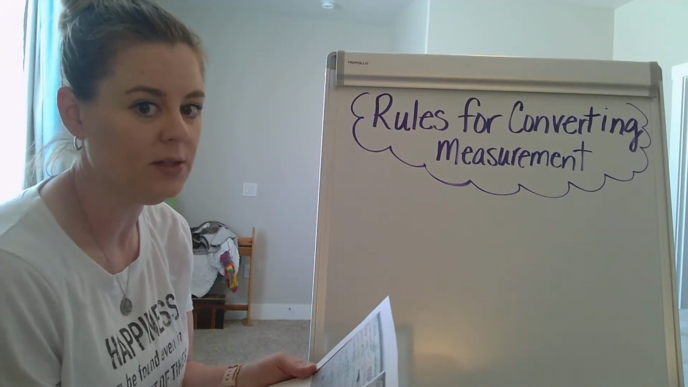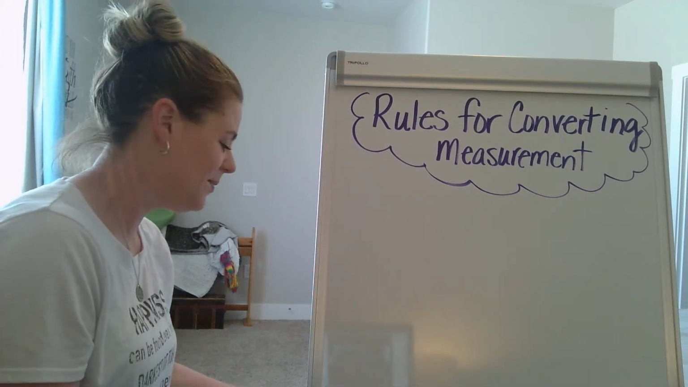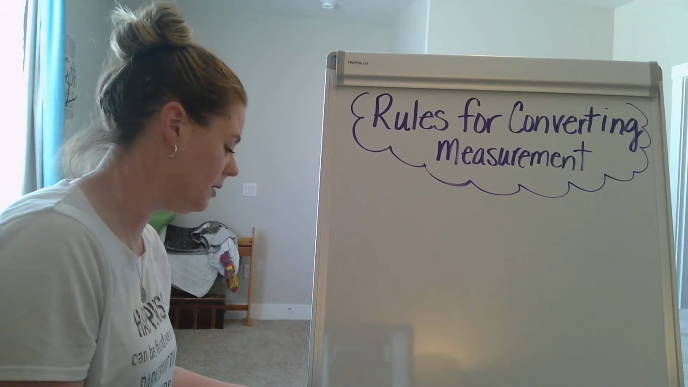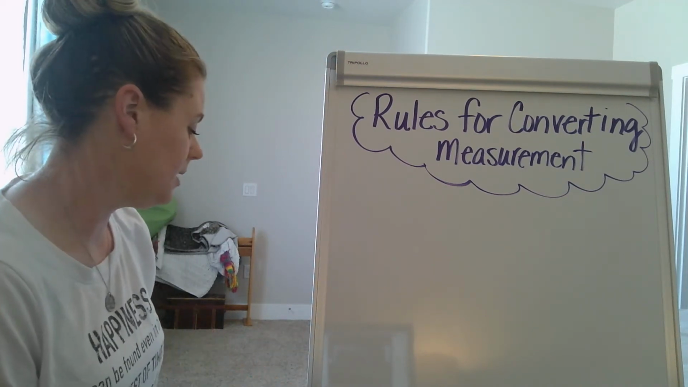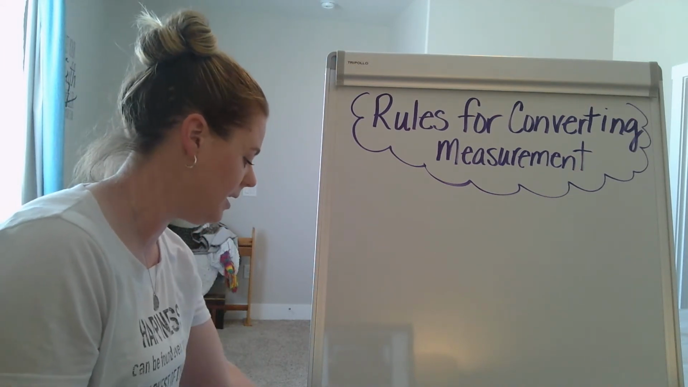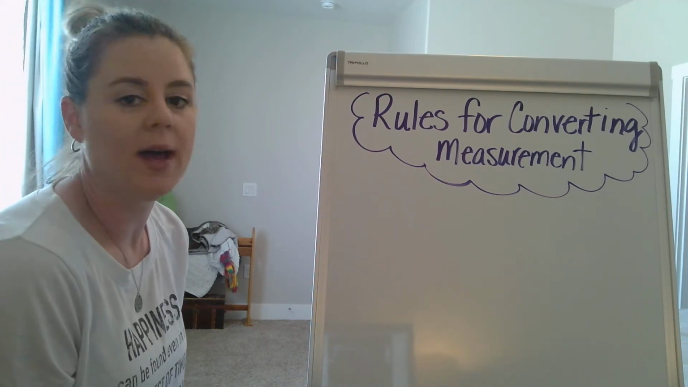Don't ask me why. Do a little research and see if you can find out why. Base 10, which is metric, seems to be a little bit easier than customary. With customary, you have to memorize some of the things we're going to go over today when converting. So why convert?